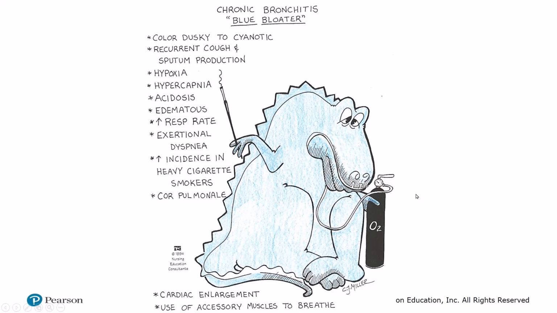Versus your individuals with chronic bronchitis, these blue bloaters. Okay, here you can see the dinosaur here again is on O2. You've got smoking. But with these individuals, they look a little blue. They have this constant cyanotic lip look to them with the chronic bronchitis. Recurrent cough, sputum production. Because of the disease process, they're constantly hypoxic, constantly hypercapnic, have acidosis, and they're edematous on the outside. They're on that typically right-sided failure. Increased respiratory rate, exertional shortness of breath. We see an increase in chronic bronchitis here with the heavy smokers, cor pulmonale, overall cardiac enlargement, because all of that pulmonary hypertension that's building up is causing that right side to have to overpump to get the blood through the pulmonary system. And here we see these individuals needing the accessory muscles as well.